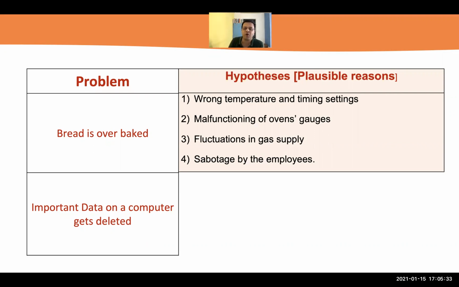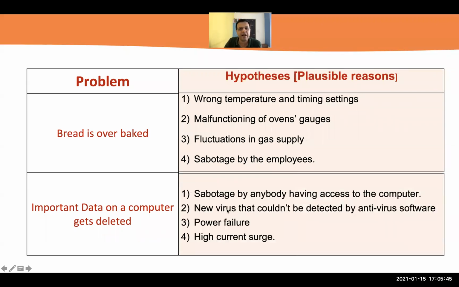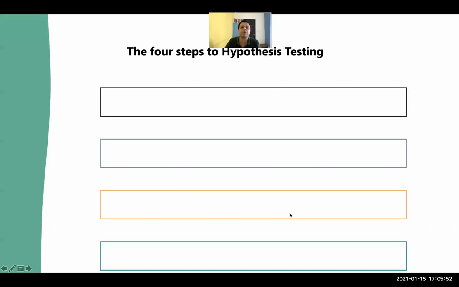The management is working on this. Now, this needs to be tested. It needs to be proved. Similarly, the IT department is saying that important data on a computer is getting deleted. Is there sabotage by anybody having access to the computer? A new virus, or a power failure, or a high current surge could be the reason.